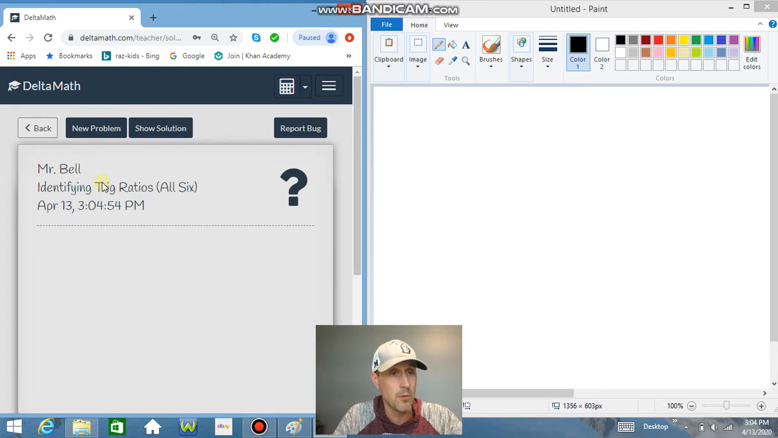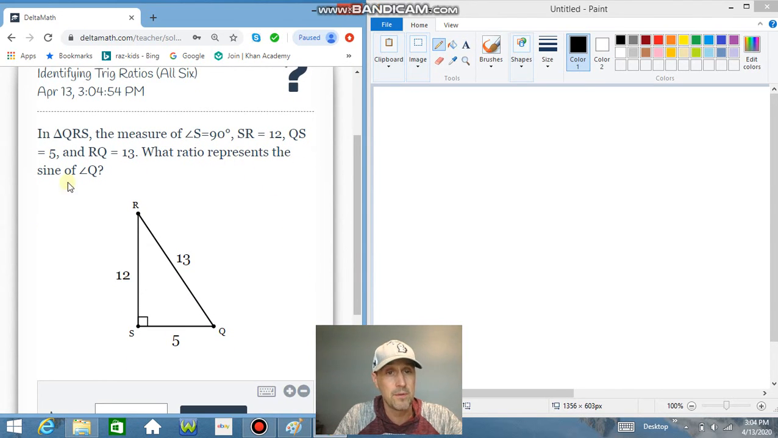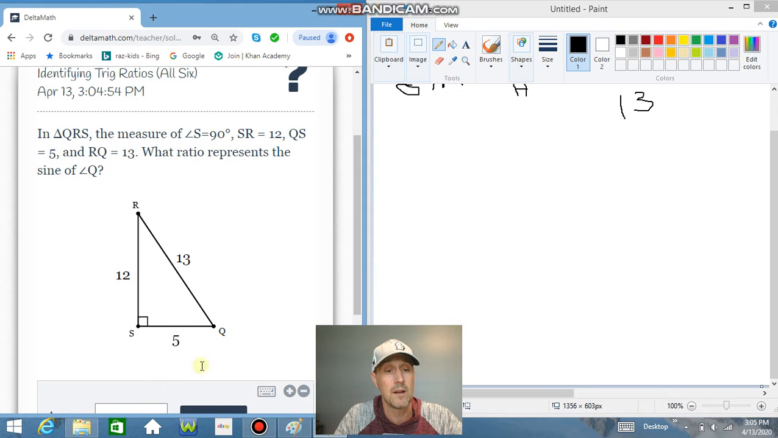Trig ratios. Let's try one of these. What ratio represents the sine of angle Q? So find angle Q. Remember, sine is going to be opposite over hypotenuse. All right. So sine of angle Q is going to be 12/13. All right. And then we're going to go ahead and enter that into the calculator here to get our answer.